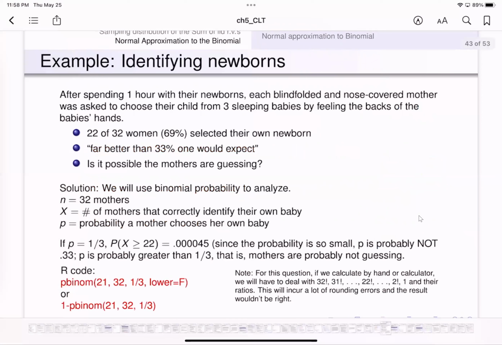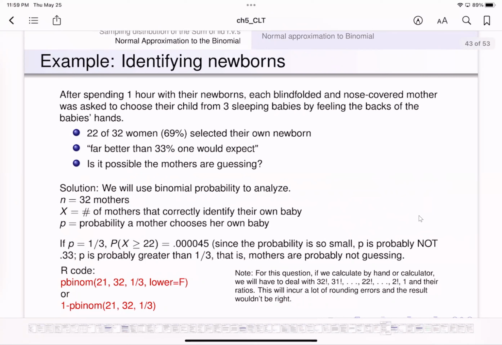Next example, identifying newborns. After spending 1 hour with the newborns, each mother was blindfolded with nose covered and asked to choose her child from 3 sleeping babies by simply feeling the backs of the babies' hands. There are 32 mothers, and out of the 32, 22 of them selected their own newborn. So with the 22, that's close to about 2/3.